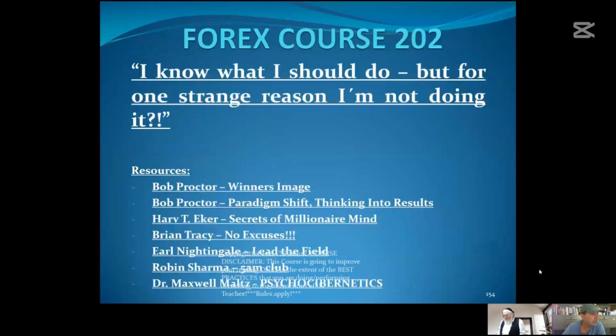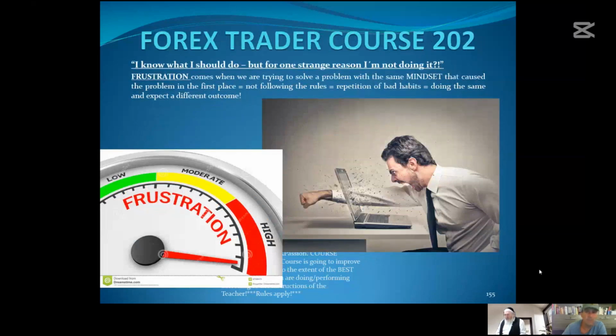And talking about the strategy and everything else, I know what I should do, but for one strange reason, I'm not doing it. Frustration comes when we are trying to solve a problem with the same mindset that caused the problem in the first place. Not following the rules, the repetition of bad habits, doing the same and expecting a different outcome. Make sense? Yeah.